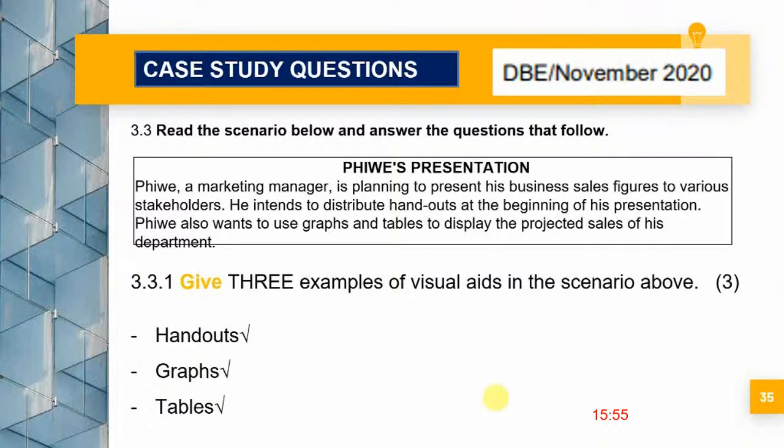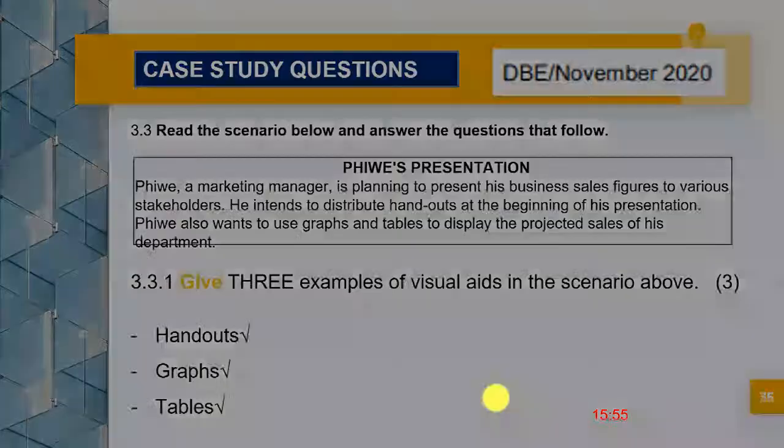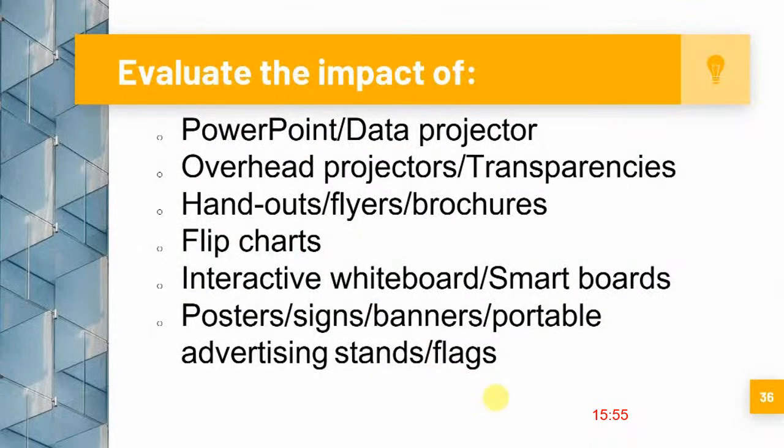Give 3 examples of visual aids in the scenario. PB, a marketing manager, is planning to present his business sales figures to various stakeholders. He intends to use handouts at the beginning of the presentation. He also wants to use graphs and tables, so it's easy to quote here.